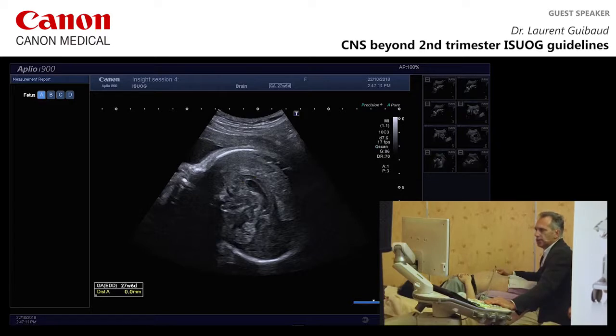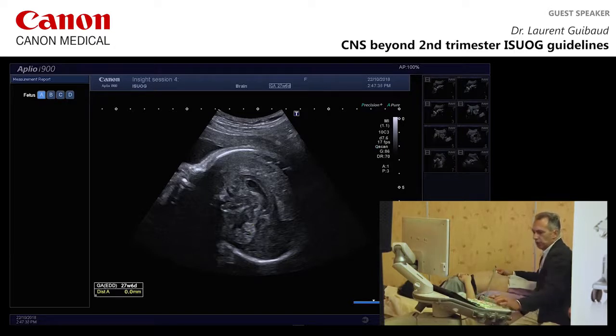So in that case, if there is a shortness of the corpus callosum, look at your sulcus. If your sulcus looks too bright and enlarged, it may be a lipoma. And if you wait till the end of the pregnancy, you will see that this structure will be thicker because lipomas have a tendency to grow over time during the pregnancy.